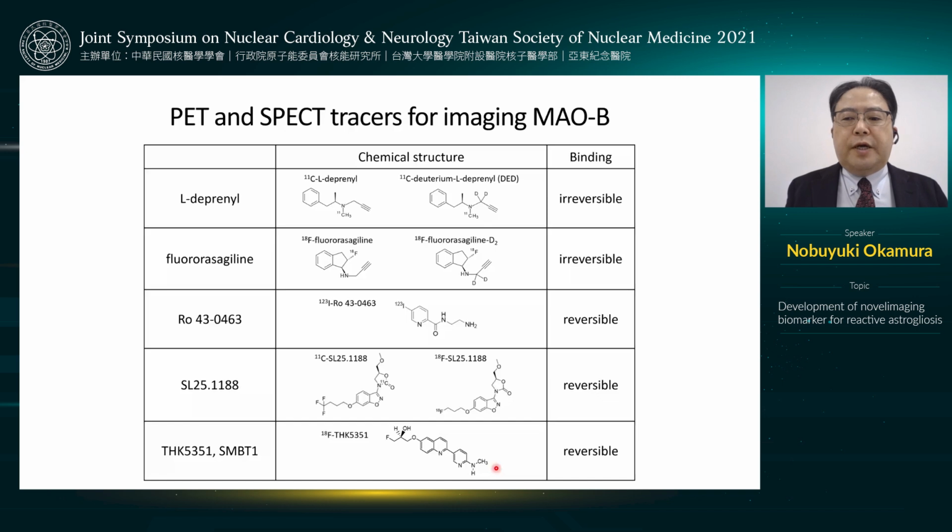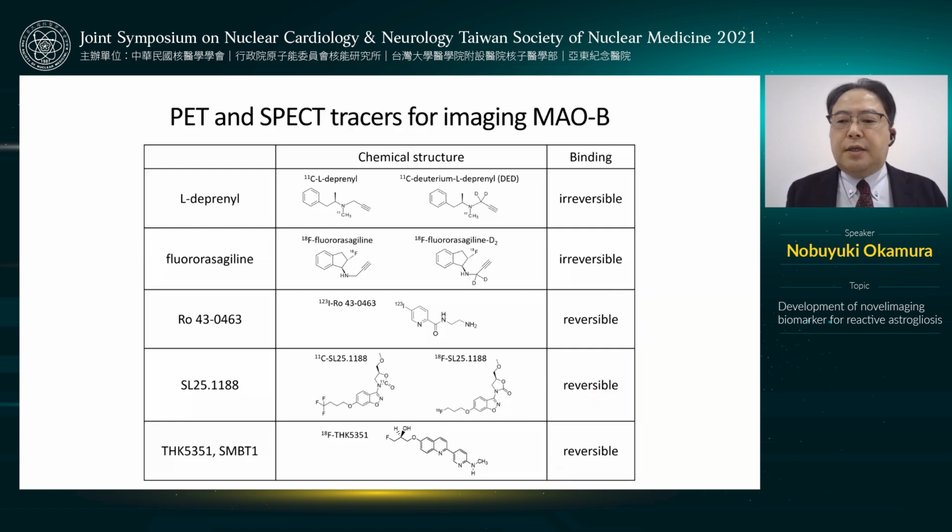The first radiotracers reported for monoamine oxidase B are C11 labeled deprenyl and its deuterated analog. And fluororasagiline and its deuterated analog have also been proposed as candidates for monoamine oxidase B tracers. However, these tracers are irreversible monoamine oxidase B binders. So that makes it difficult to measure the density of this enzyme quantitatively.